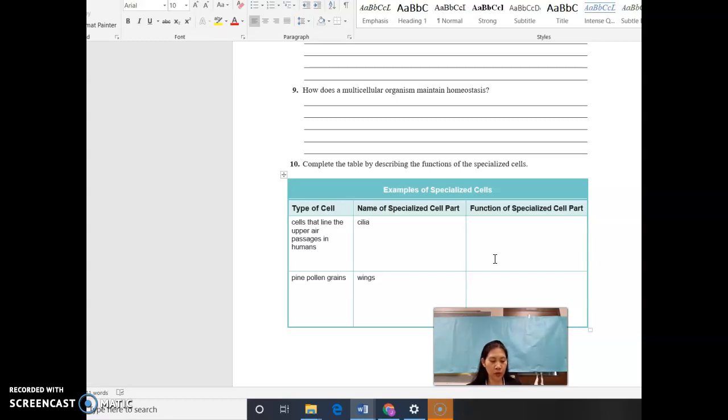Okay. And what about wings? The pine pollen grains have wings. What are the functions of those wings? They enable the pollen grains to float in the slightest breeze. That is nice, so they can still reproduce, because wind is one agent of pollination, right? Because of the wings of these pollens, the grains can float in the slightest breeze and go to a different area so they can grow and reproduce again.